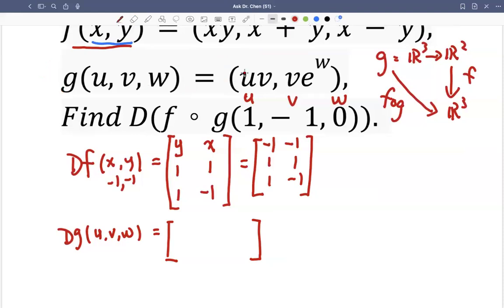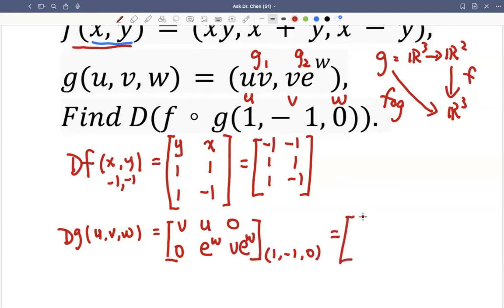So we're taking derivative with g. Call this the first component, call this the second component. So we need to do the first component partial with u. We see that's v. Partial with v, that's u. Partial with w, w is not there, so 0. Second component, partial u, 0, so the u is not there. With v, get e to the w. With w, get v e to the w. Then we evaluate at (1, -1, 0). So get v is -1, u is +1, 0, 0, e to w, w is 0, so get 1. v, -1 times 1, so it's just -1.